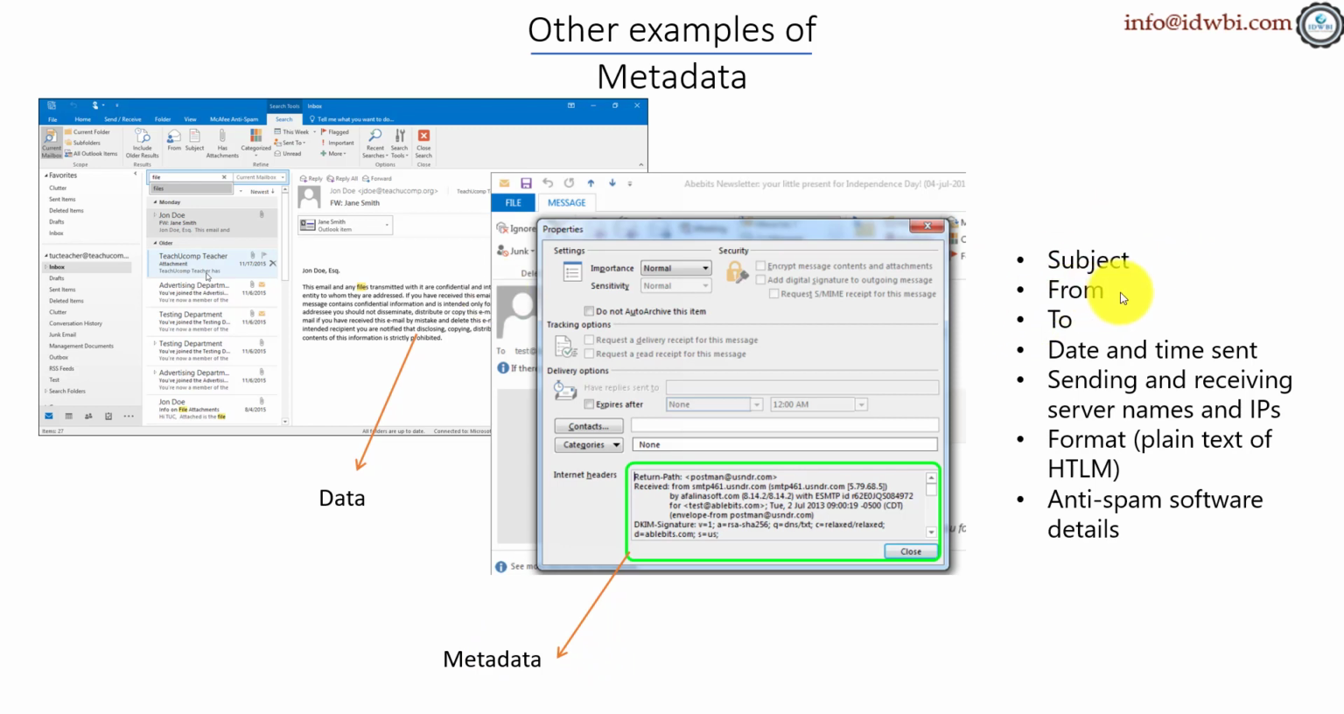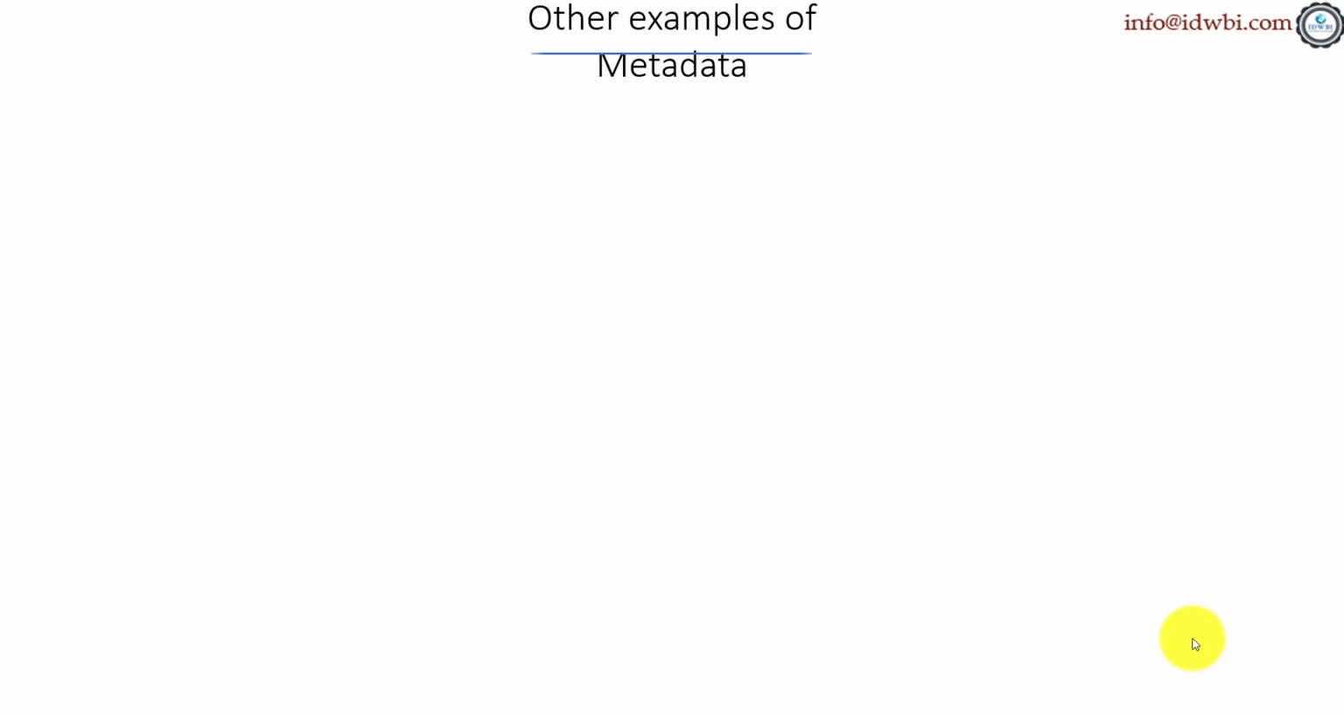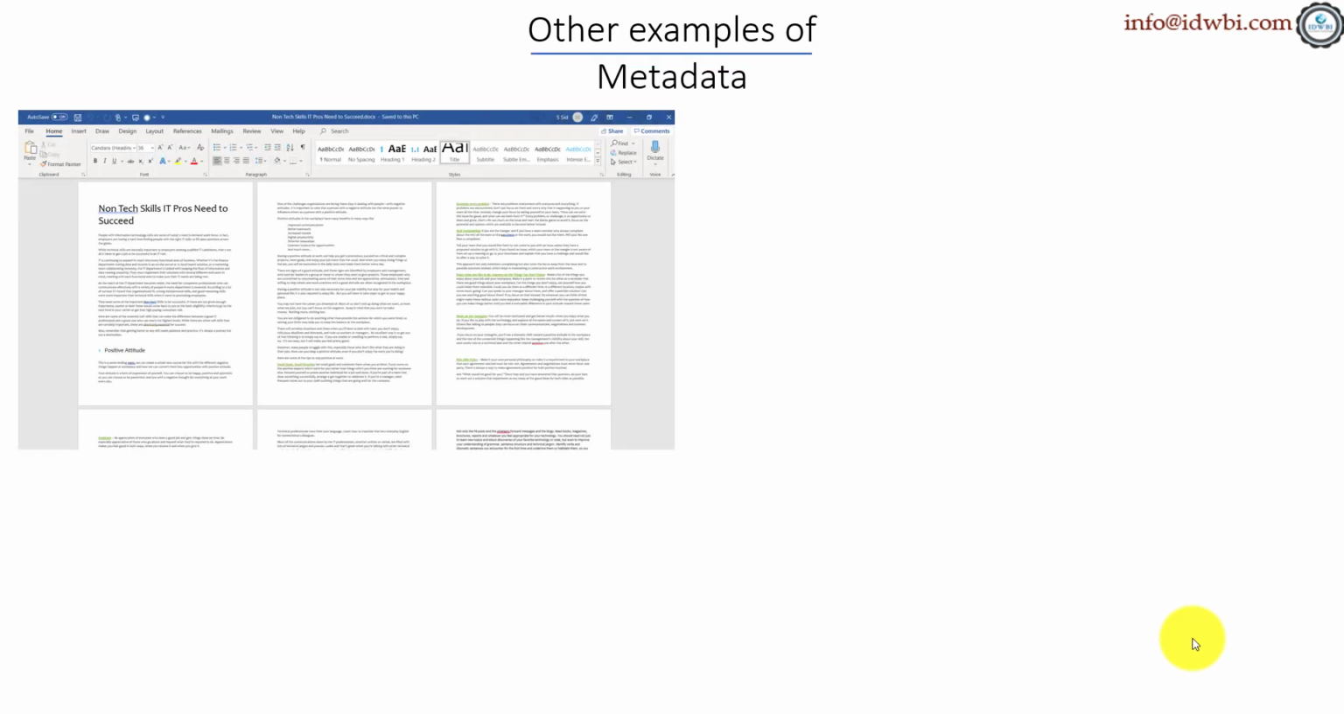Subject, who is sending it, to whom, what time, what are the server names and IP addresses, in which format that is going on, and what is the anti-spam software details, if there is any. I just took the very basic ones. There could be more, but these are the ones which we understand and we deal with on a day in, day out basis.